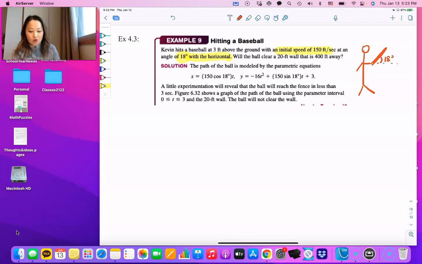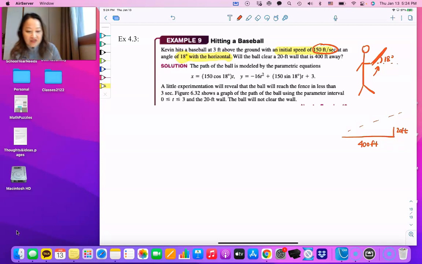And what is his goal? We want to know, when he hits it at 18 degrees, given all this information, is he going to be able to clear a 20 feet wall 400 feet away? So let's see what that's saying. That means when he hits this, it has to travel 400 feet and be 20 feet high up. That would make it out of the park. So we want to see if Kevin could do that given he hits it at 18 degrees.